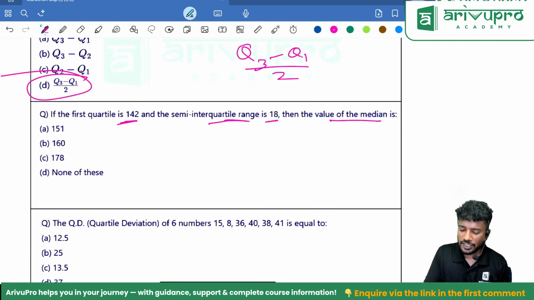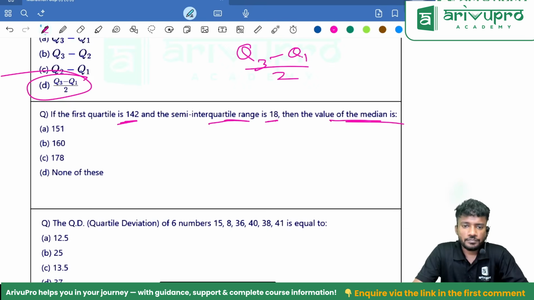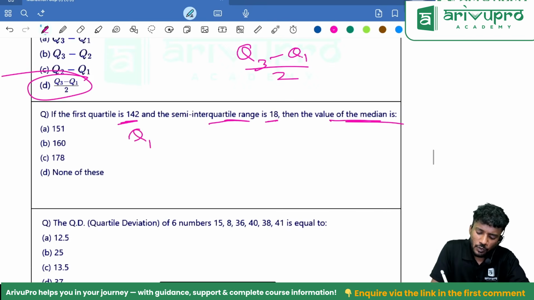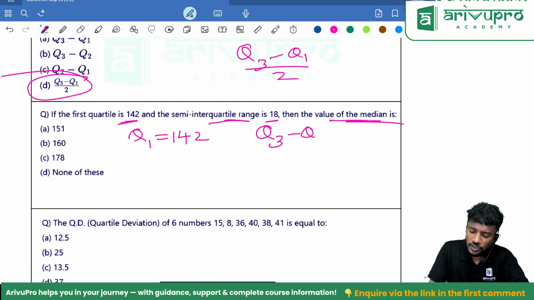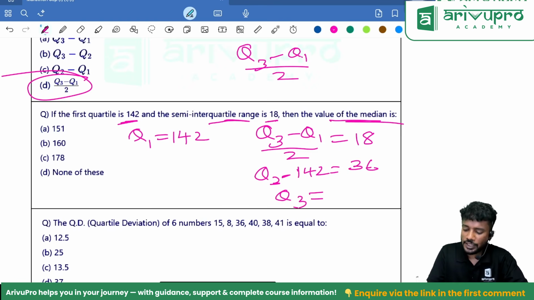Semi-interquartile range is 18. Find the value of median. How to do this? First quartile, that means Q1 is given to be 142. Semi-interquartile range, that means Q3 minus Q1 divided by 2 is equal to how much? 18. From this, can you find Q3? So, Q3 minus Q1. Q1 is how much? 142, which is equal to 2 into 18 is how much? 36. Then Q3 is how much? Q3 is 178.